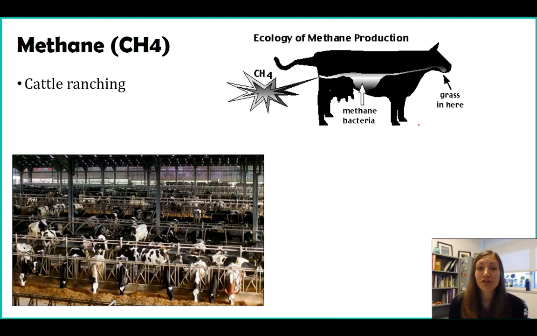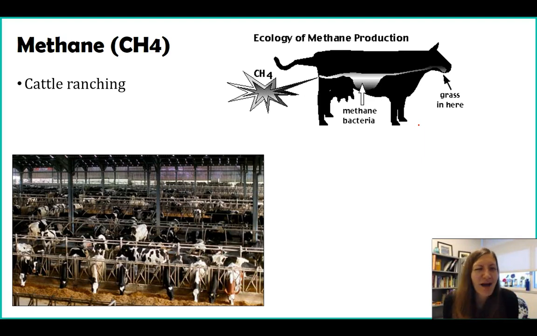Now, if you've ever been around a cow, you probably know they burp a lot and they fart a lot. And when they're burping and farting, they're releasing methane, and lots of it. When you and I burp and fart, we're really releasing carbon dioxide and nitrogen. But with cows, it's methane. So it's a huge source of methane.